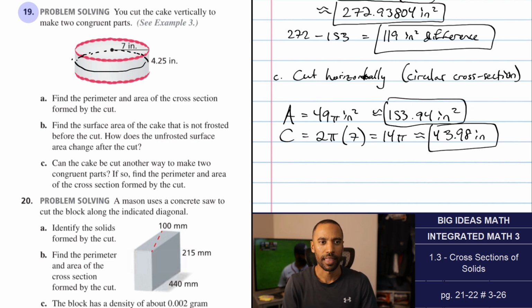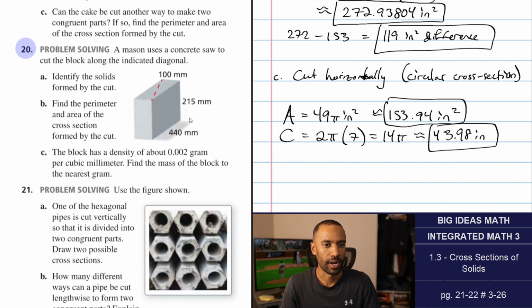So that's one version. That's the easiest to work off of, right? We're not going to do anything more with diagonal stuff. I think that'd be way too much to do. Okay, number 20.